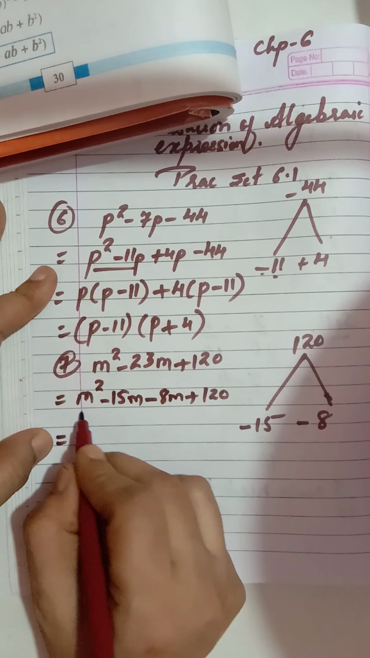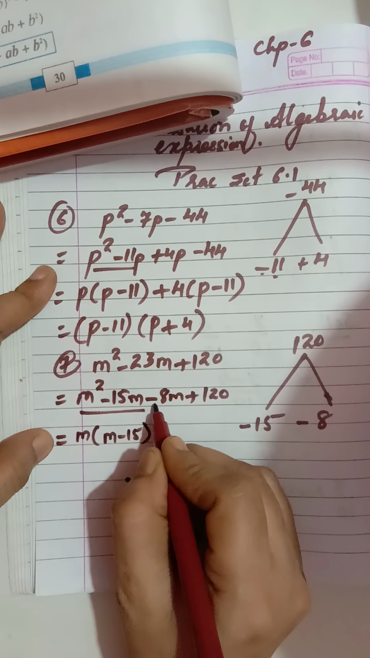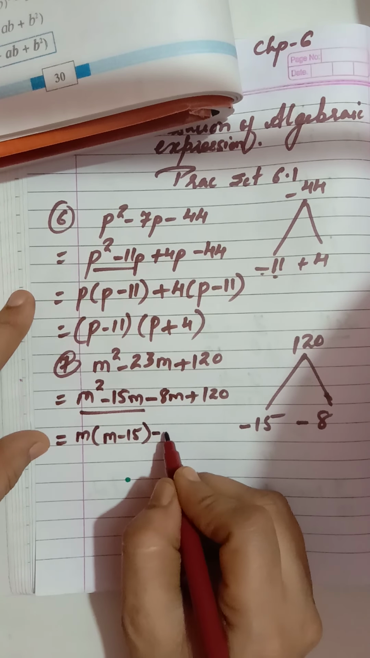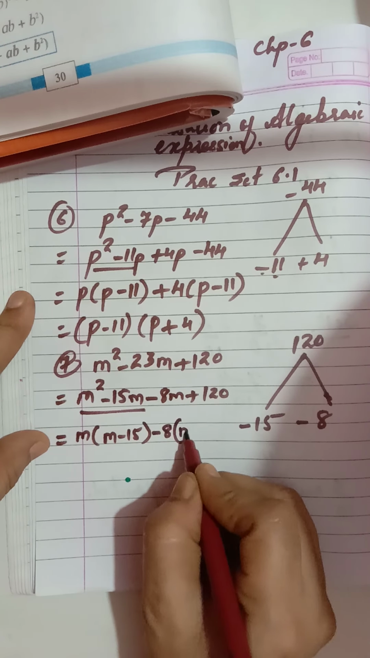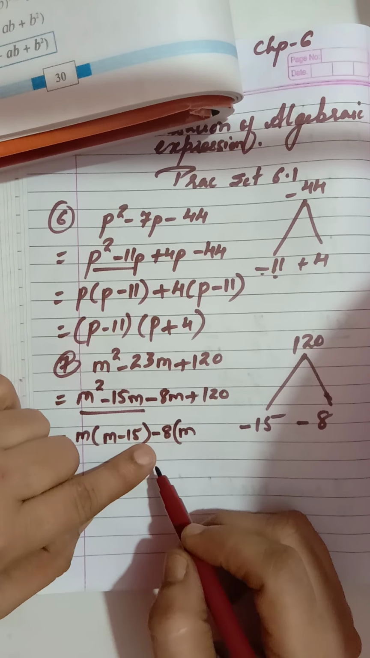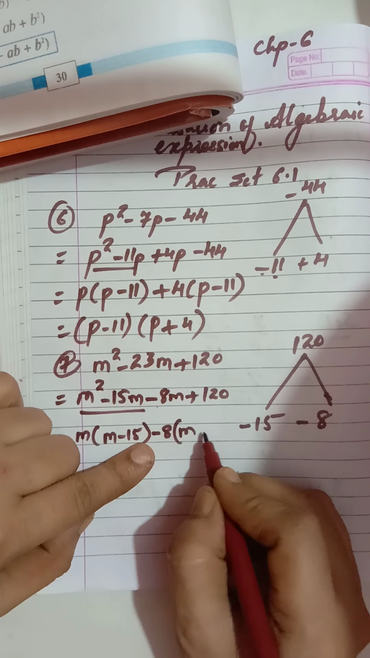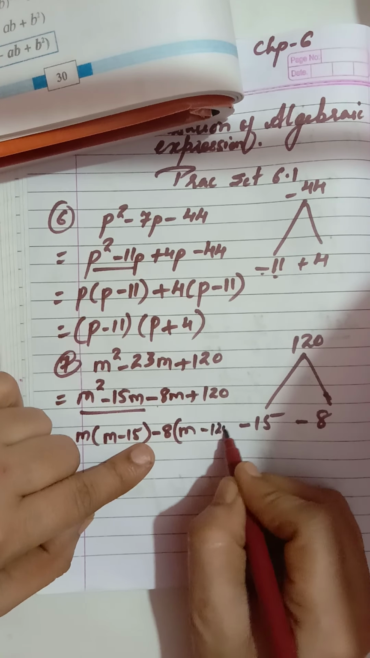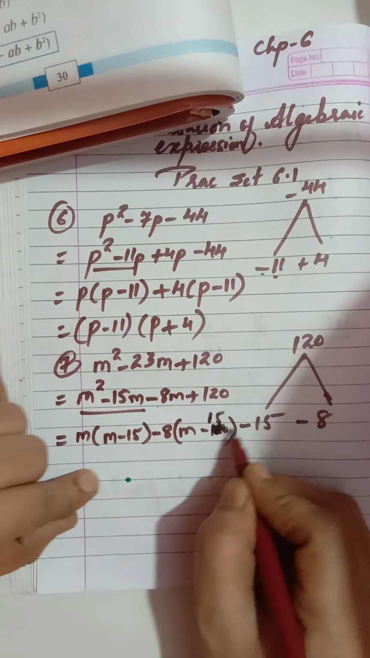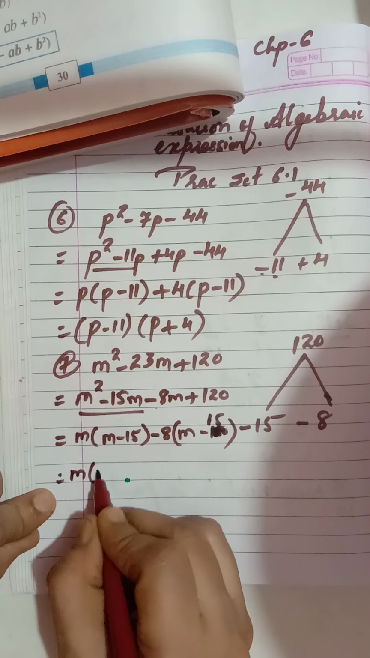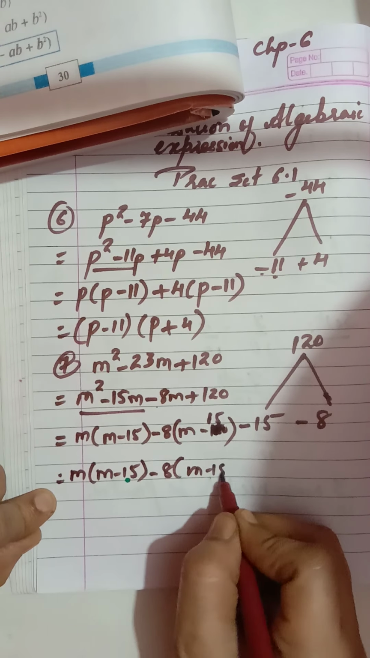So this is equal to, from these two terms, m common, m minus 15. Now here see children, minus, so minus 8 1s are 8, 8 15s are 120, so 8 is common. Now always, as I have already told, whenever minus sign is common, the sign inside the bracket will change, so it will be m minus 15. I am writing it again: m minus 15, minus 8, m minus 15.